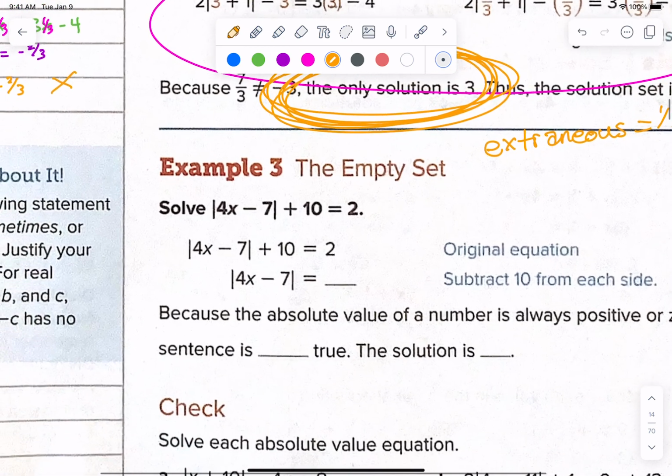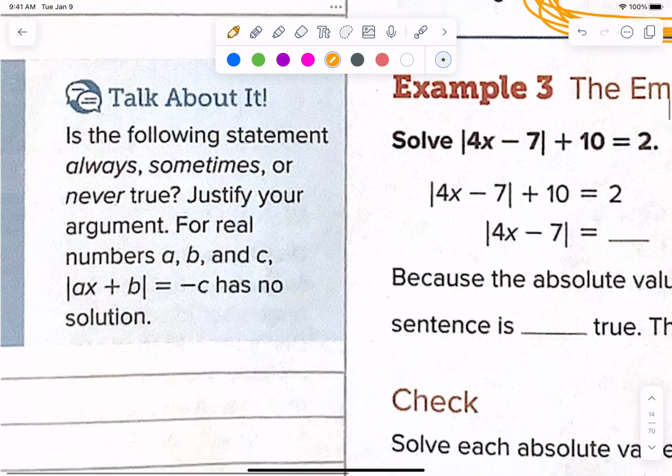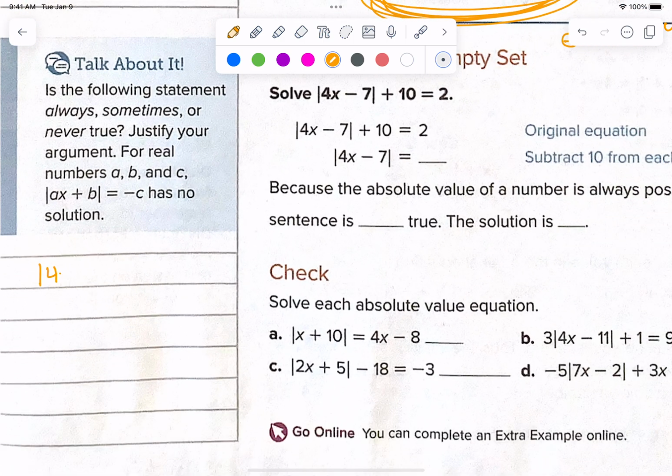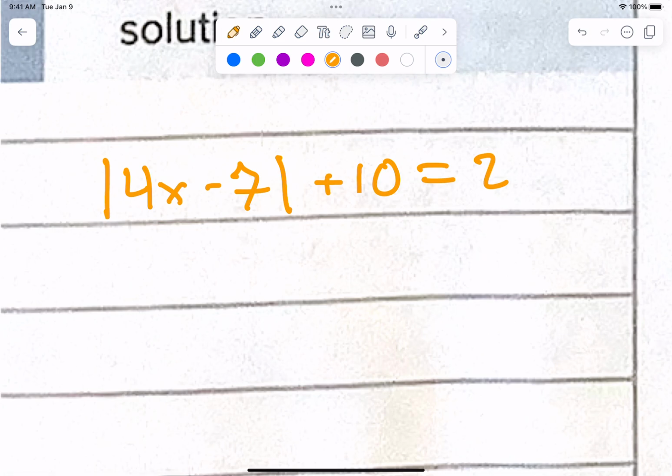Got it? Okay, this is the one that I'm talking about. I'm going to write it over here. I don't like using their work. Absolute value, 4x minus 7. You do this also. Put it over here, off to the side. This is example 3.